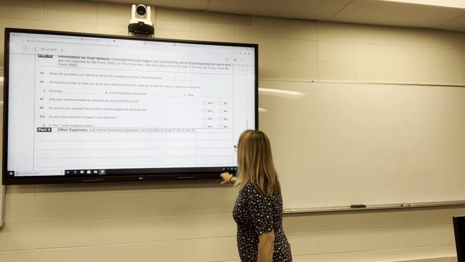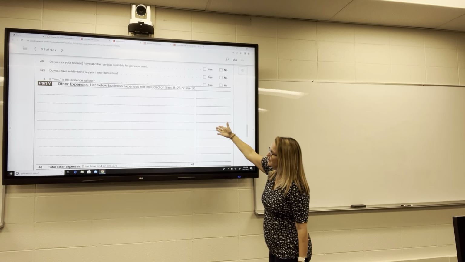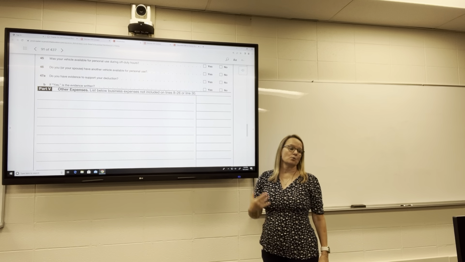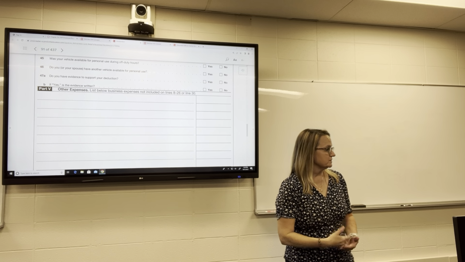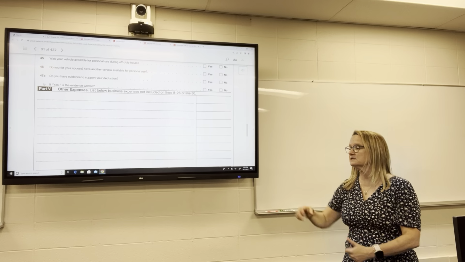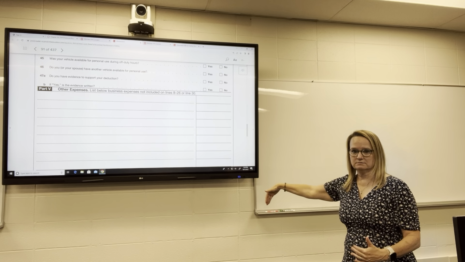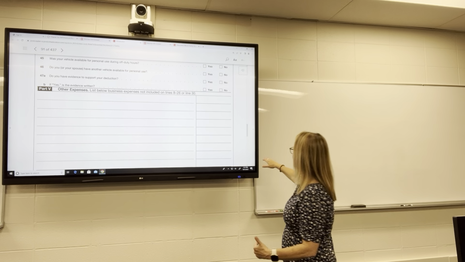So this is the space for other expenses. As you can see, it's very short. So what normally happens is with the software, if you've got other expenses listed, it will print out a supplemental schedule that just continues that, okay? And that's very common for that to happen.